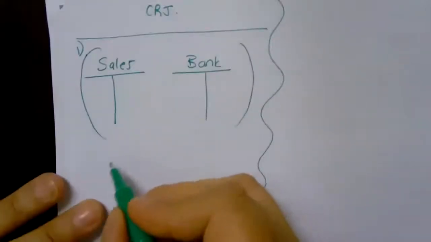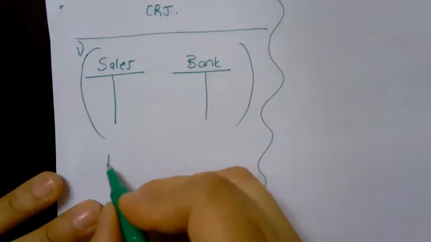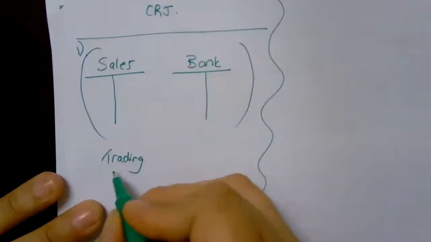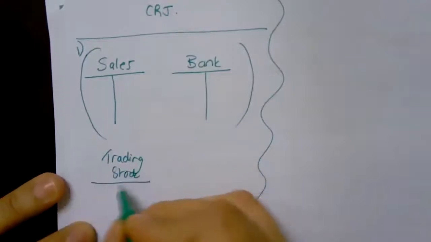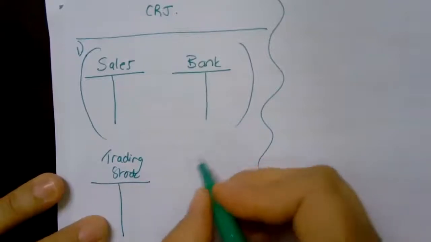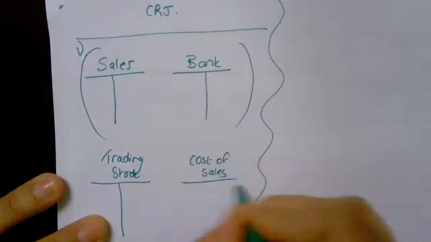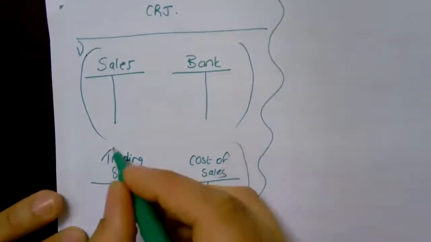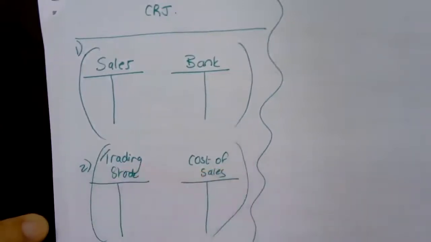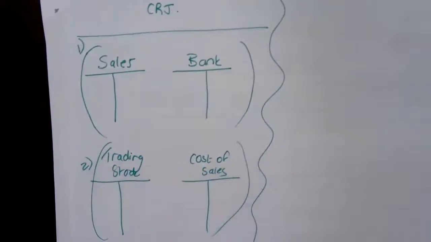Then we must reflect what we are selling. We are selling trading stock, and the value of this trading stock is cost of sales. So this is your second entry of a sales transaction.